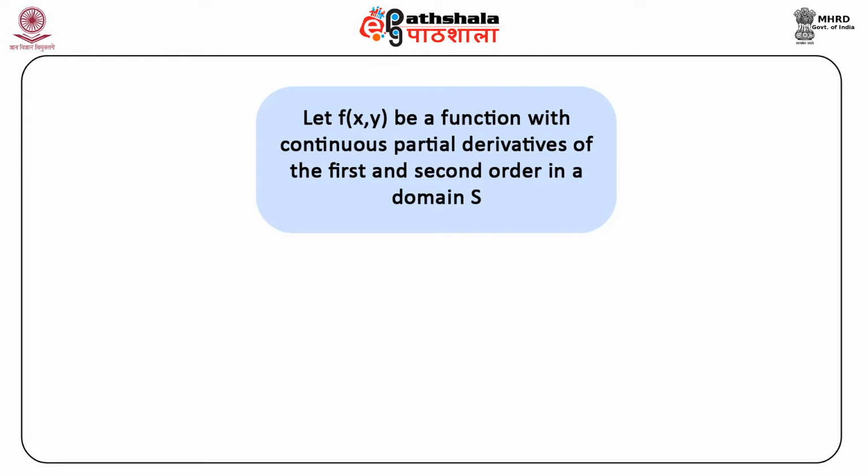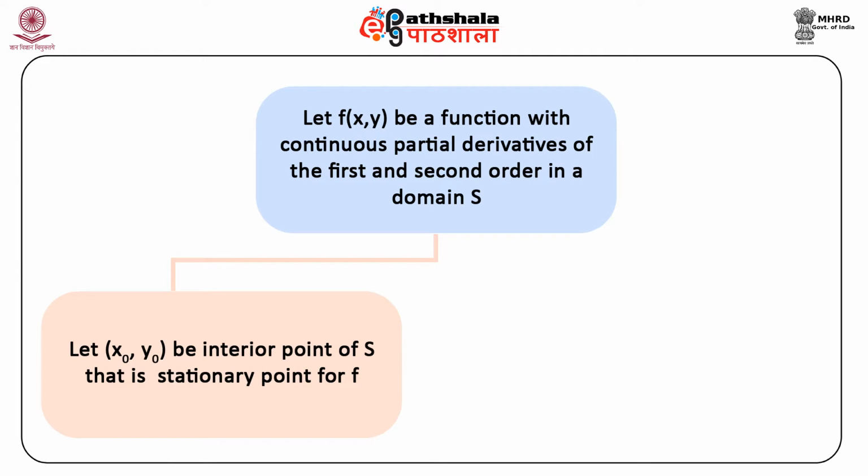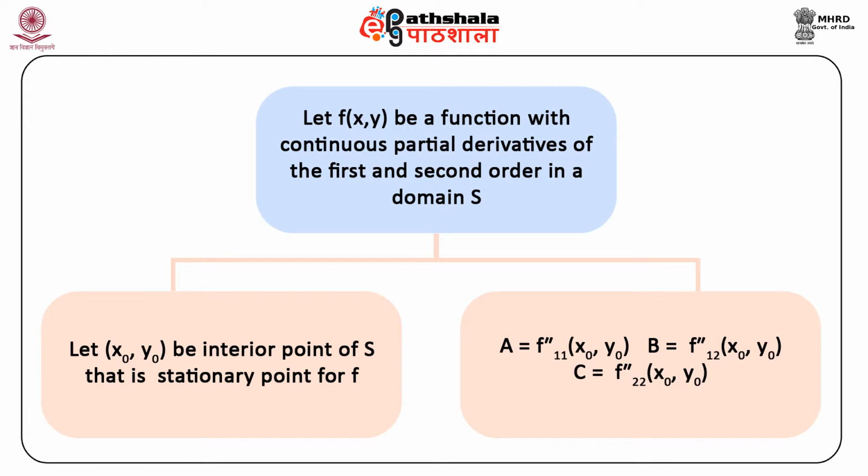Theorem: let f of x, y be a function with continuous partial derivatives of the first and second order in a domain S and let x0, y0 be an interior point of S that is a stationary point for f, where capital A is equal to the double derivative f11 at x0, y0, B is equal to the double derivative f12 at x0, y0, and C is the double derivative f22 at x0, y0.